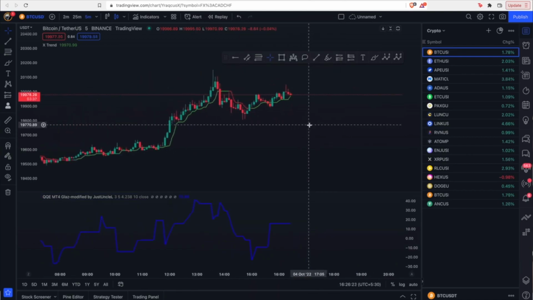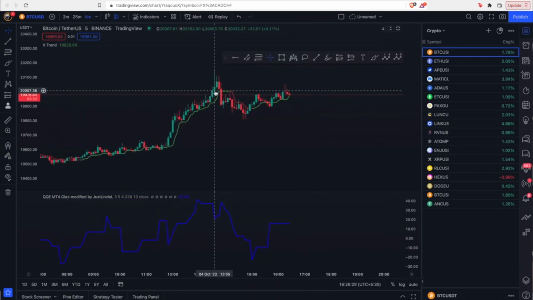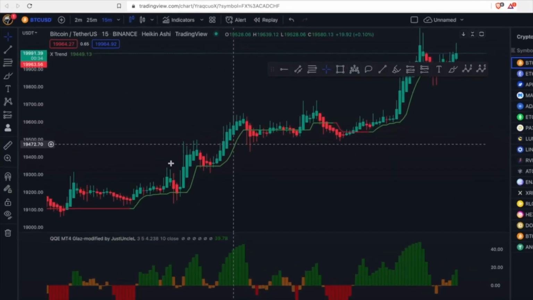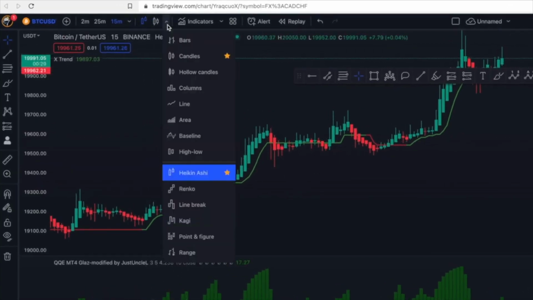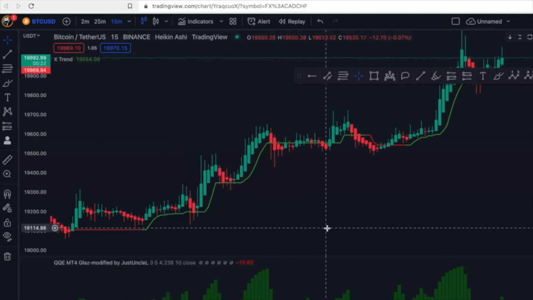Let's quickly understand what the strategy is. But before we move on, the strategy will be used on 15 minutes, 30 minutes and 1 hour time frame. And we will only use Heikin-Ashi candles in this. So if you have normal candlestick on your chart, just go to this section over here and choose Heikin-Ashi candles.